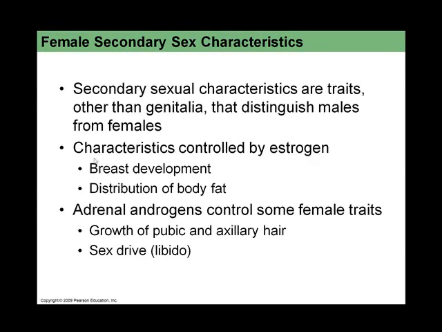The characteristics controlled by estrogen are breast development, distribution of body fat. The adrenal androgens control some female traits.